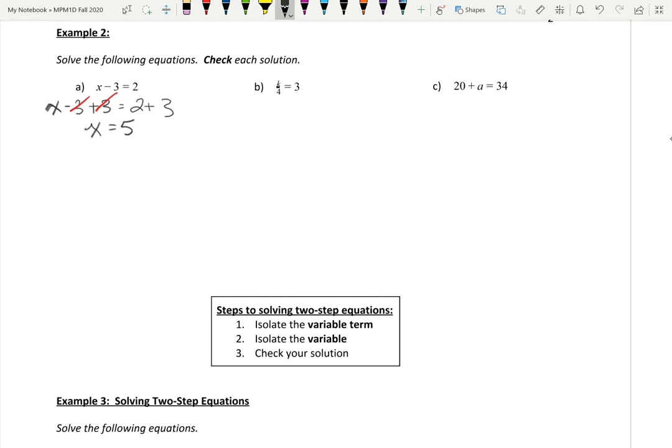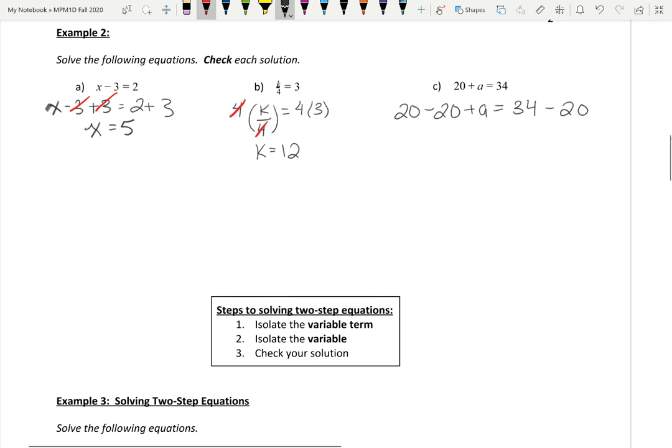Okay, let's try the next one. k divided by 4 is equal to 3. So k divided by 4 multiplied by 4 is equal to 4 times 3. Next, 20 plus a is equal to 34. 20 plus a subtract 20 is equal to 34 subtract 20.